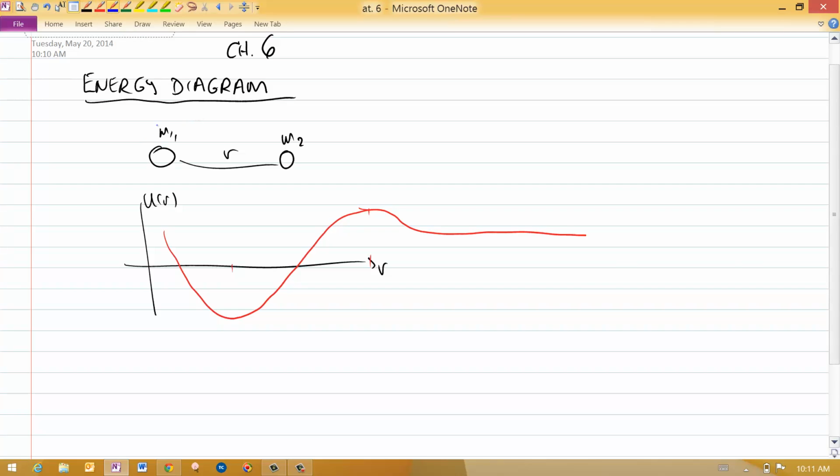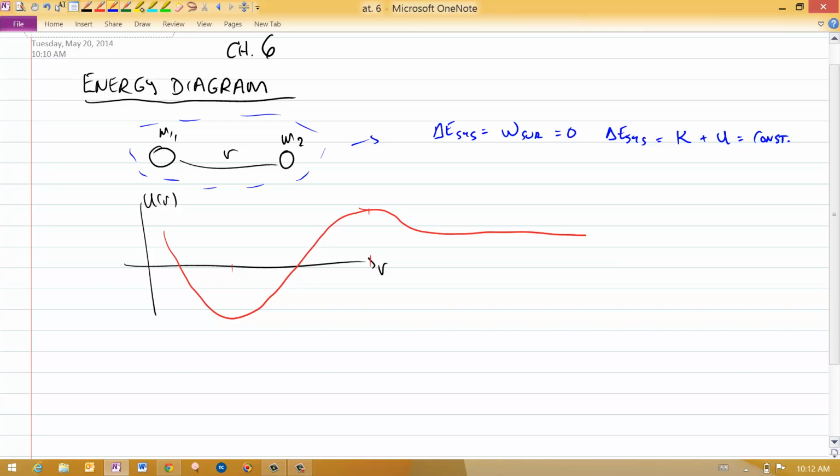These two objects, if we consider them as an isolated system, the energy principle tells us that the change in the energy of the system is equal to the work from the surroundings. Now, if we think of them as an isolated system, the work from the surroundings is 0, so the energy of the system, which equals the kinetic energy of the system plus the interaction energy, is some constant.